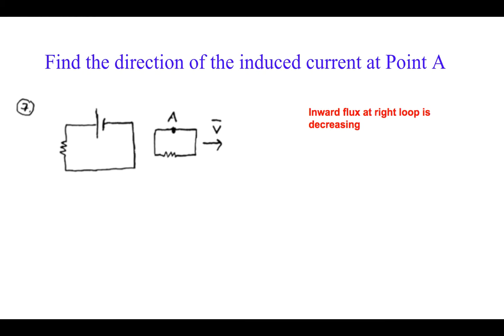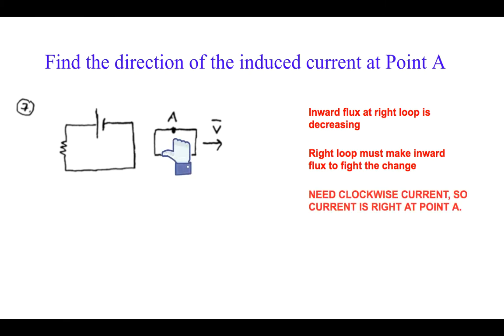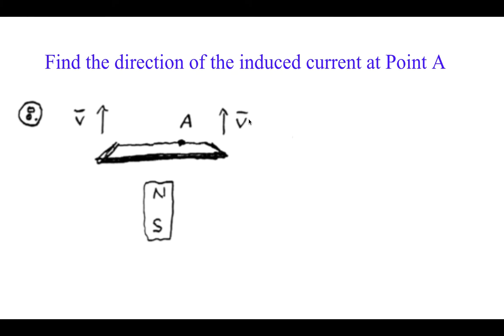And so if we're losing inward flux, this loop on the right is going to have to make more of its own inward flux. And the way to make inward flux here on the right, we're going to have to run a clockwise current. So the current's going to be to the left in the bottom segment of this loop, or to the right at point A. Couple more examples.